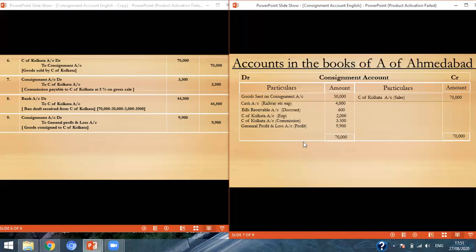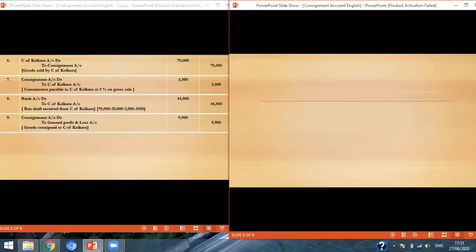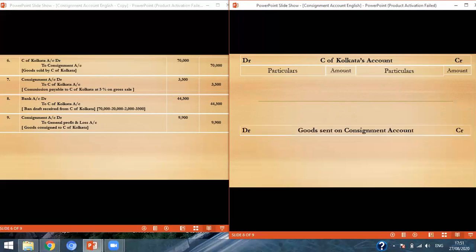So now we have to make two more accounts in the books of A of Ahmedabad, and which ones are they, that we will see. One is the consignee's account. In this sum, the consignee is C of Kolkata. So C of Kolkata's account: debit, credit, particulars, amount. Then we have to make the account of goods sent on consignment account: debit, credit, particulars, amount. Okay, so both our accounts are ready now.